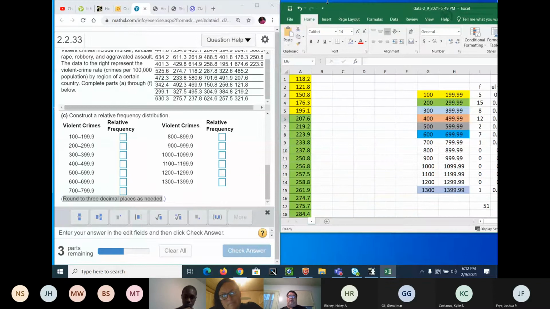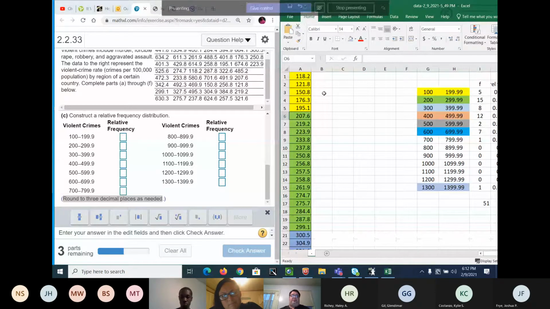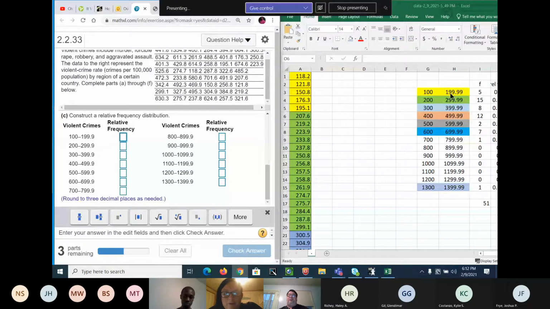Now, of course, I know our females don't have a problem with reading directions, right? You just have a problem with rounding, don't you know about that?